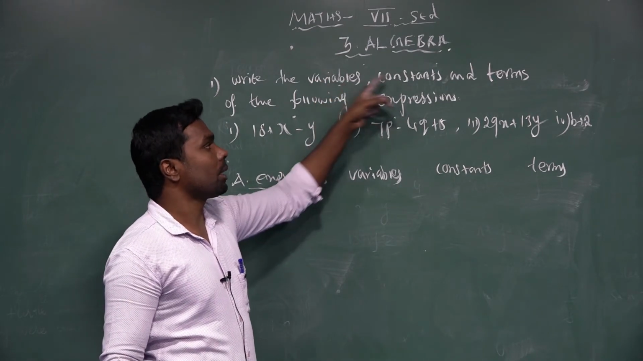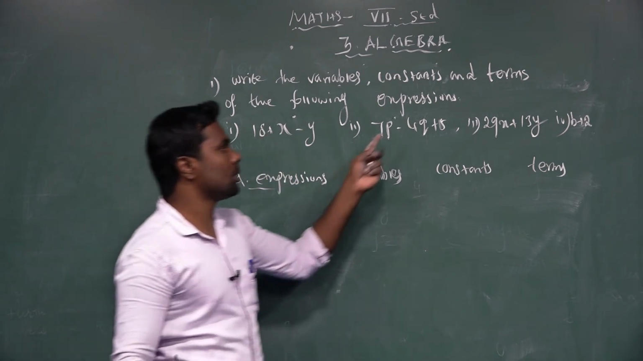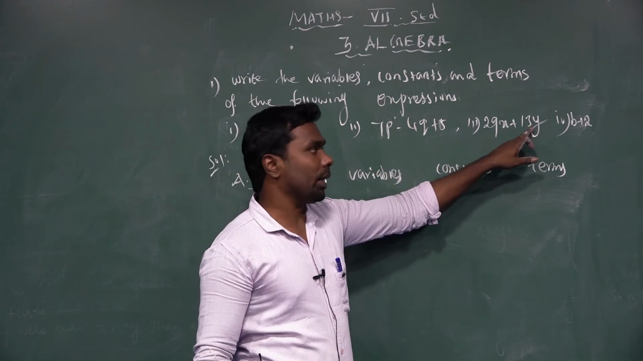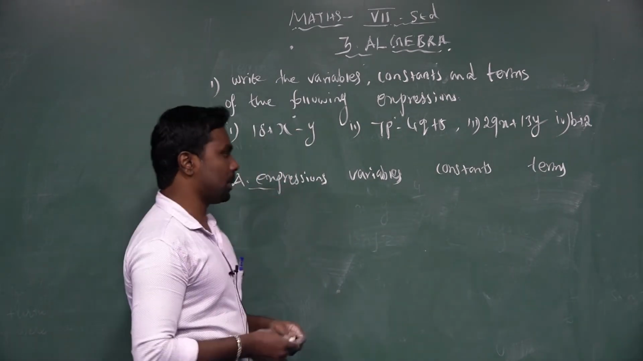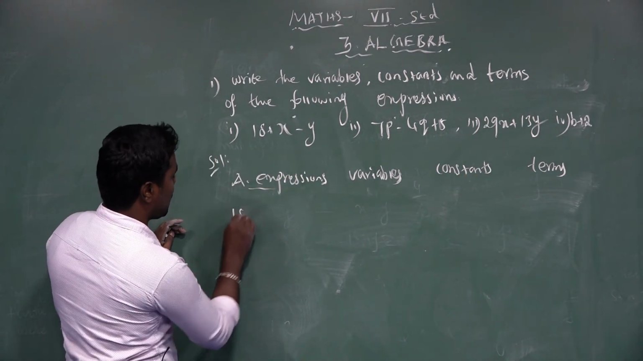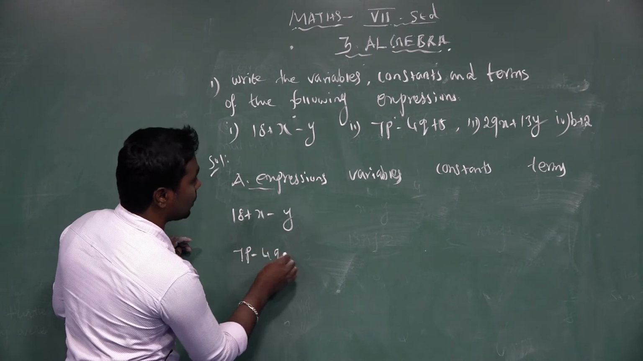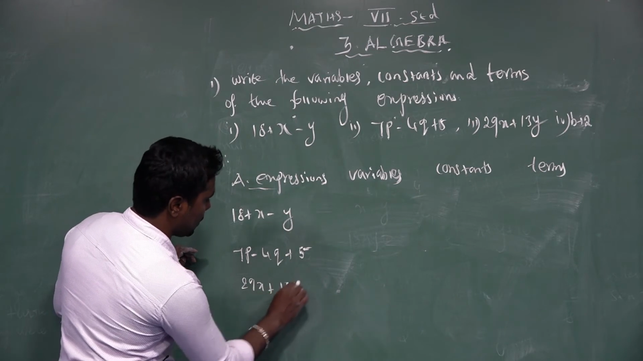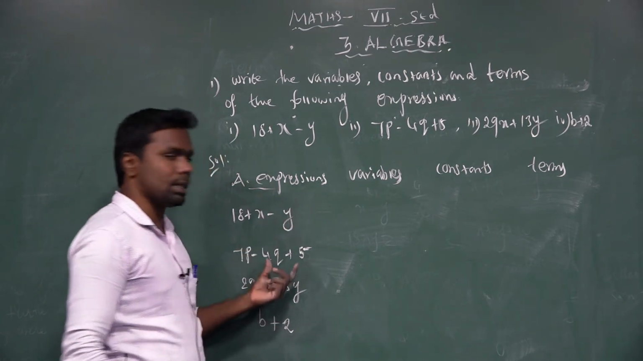The first question: write the variables, constant and terms of the following expressions. The first one, 18 plus x minus y. The second one, 7p minus 4q plus 5. Third one, 29x plus 13y. Fourth one, b plus 2. These are all algebraic expressions.